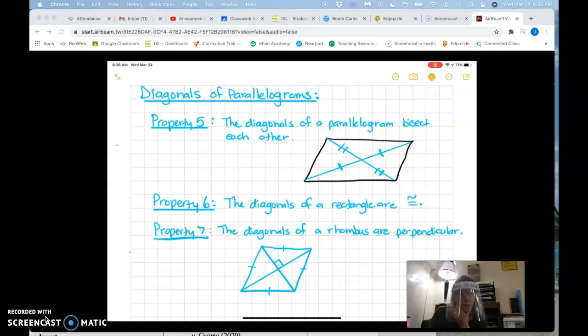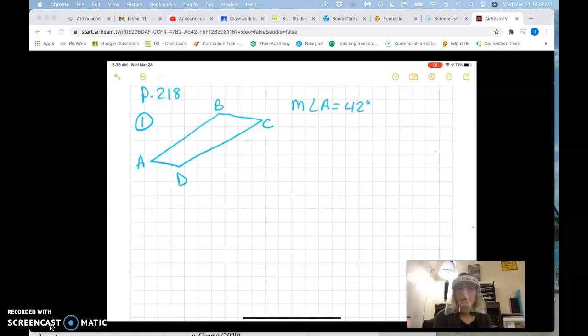All right, so those are all the properties that we have for today. So now we'll work on some examples. Okay, so now we're going to do some examples from page 218. And for numbers 1, 2, and 3, it has this drawing, parallelogram ABCD, and it says the measure of angle A is 42 degrees. So I'm going to use that to find other information in this parallelogram.